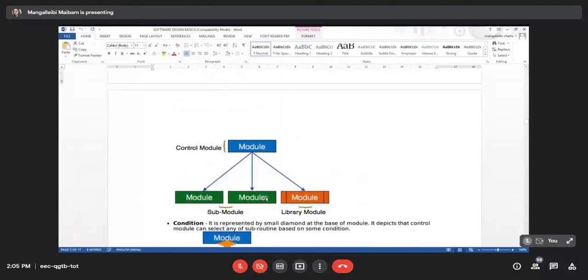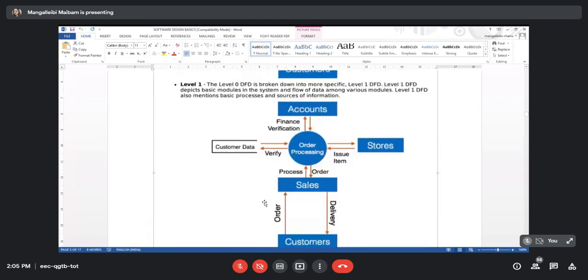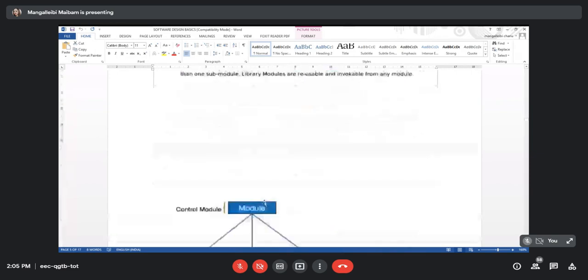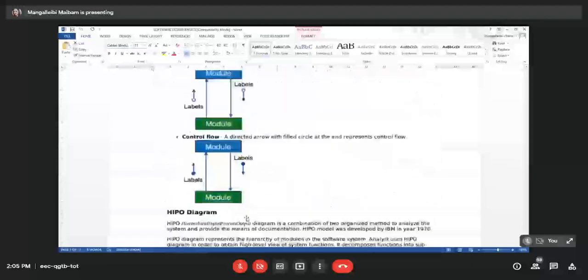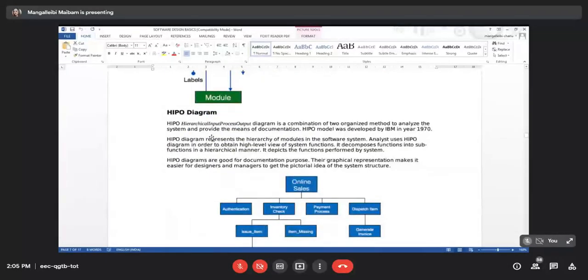So how many diagrams do we have in this modeling? We have UML diagrams, we have DFD diagrams, we have structure charts, and we have the HIPO diagram. So HIPO is the hierarchical input process and output diagram. So the explanation of these diagrams we will do in our next class.